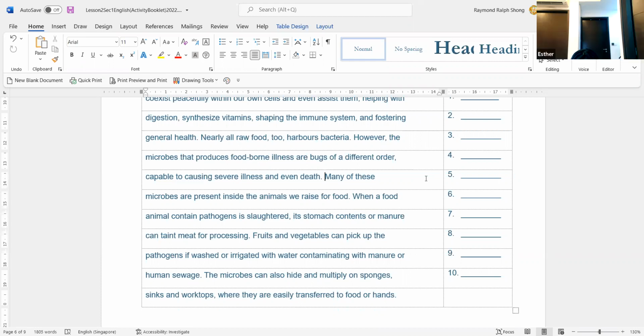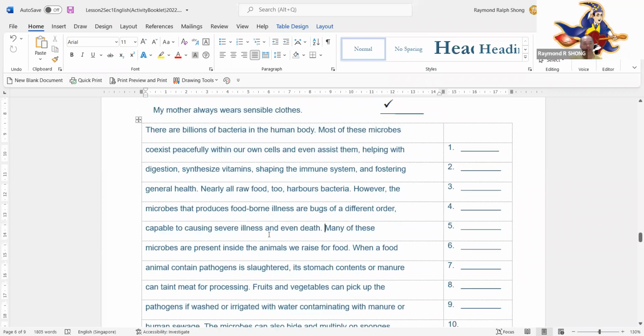Many of those microbes are present inside the animals we raise for food. When a food animal is slaughtered, its stomach contents or manure can get into the meat during processing. Fruits and vegetables can pick up the germs if washed or irrigated with water contaminated with manure or human sewage. The microbes can also hide and multiply on sponges and worktops, where they are easily transferred to food or hands.